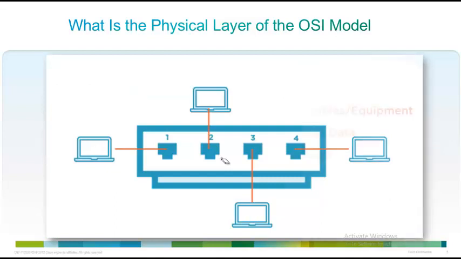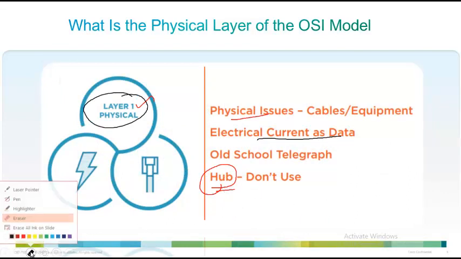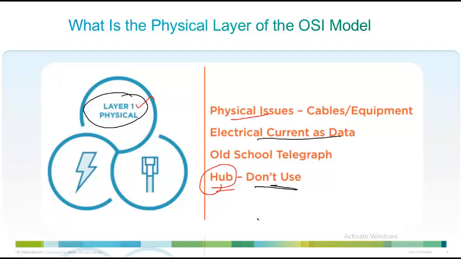Again, I want to remind you, hub is also not in use because it has got only one collision and only one broadcast domain, only one controller. And again, the number of ports are limited to 8. That's the maximum. Some hubs have got only 4 ports, some hubs have got 6 ports, some have 8 ports, not more than that.